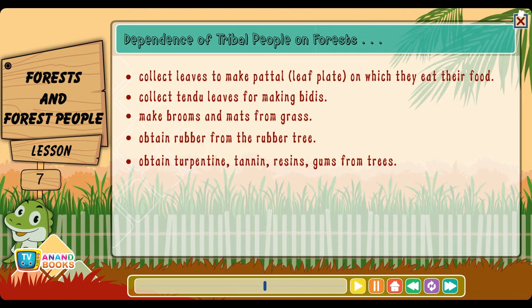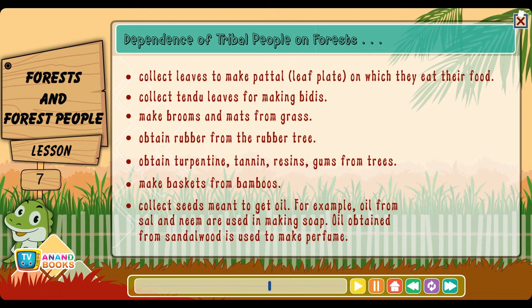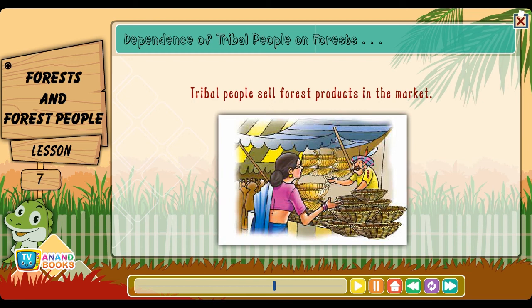Make baskets from bamboos. Collect seeds meant to get oil. For example, oil from sal and neem are used in making soap. Oil obtained from sandalwood is used to make perfume. Tribal people sell forest products in the market.